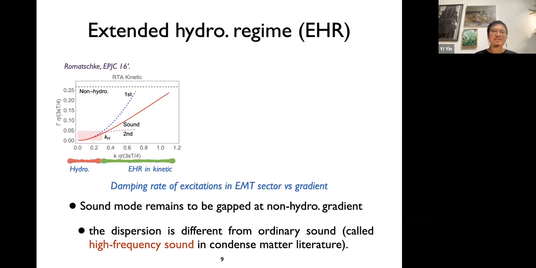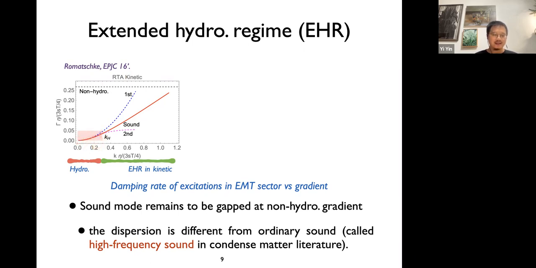However, what we found interesting is that if you look at it more carefully, you do find that those theories representing two extremes have some common features. So let me show you. On the left, I'm showing you the dispersion relations in the sound channel for kinetic theory in the relaxation time approximation. This red curve shows the sound mode. The hydrodynamic region is illustrated by this shaded magenta area.